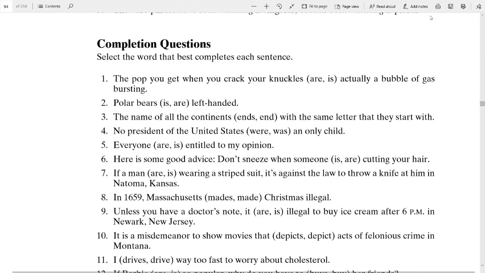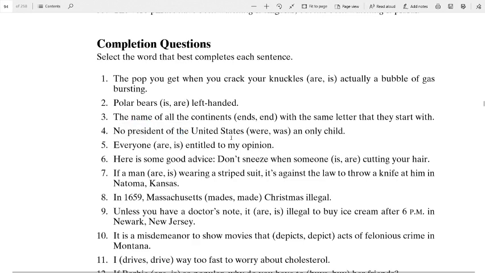The pop you get when you crack your knuckles is actually a bubble of gas bursting. The pop is referring to something singular. Polar bears are left-handed. Polar bears, that is referring to plural. The name of the continents, name, that is referring to name here. Okay, so ends with the letter that they start with.